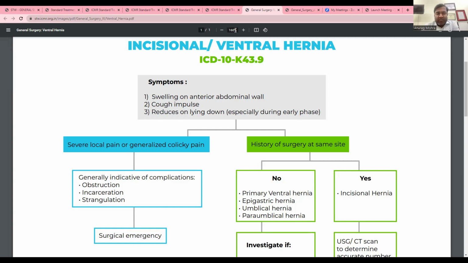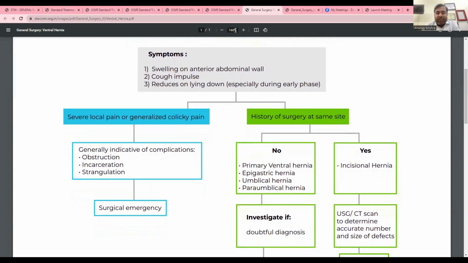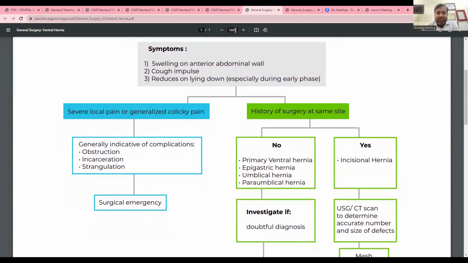If you see in the initial part, we define the defining criteria of hernia, which is clinical. So just a swelling with a cough impulse, which reduces on lying down. It's a typical description of a ventral hernia.